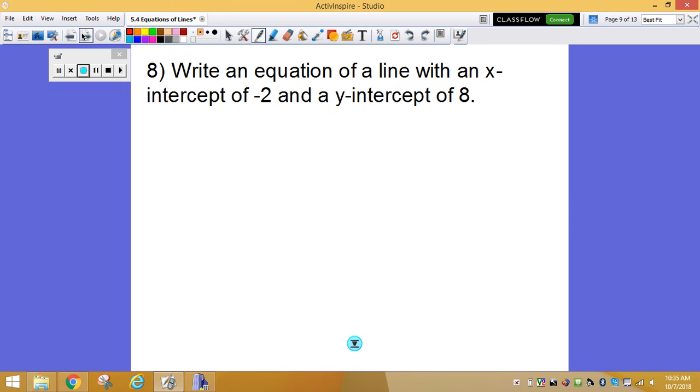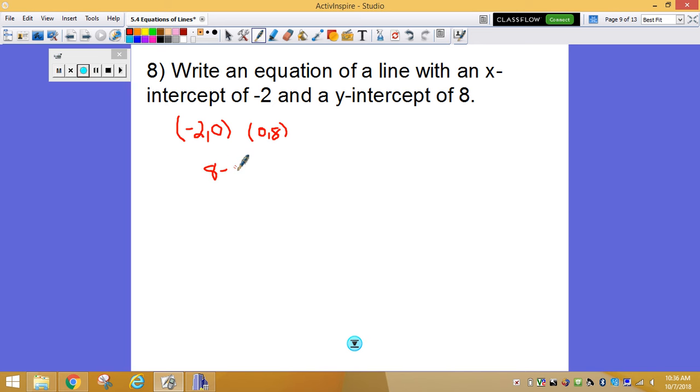Let's do one more like this. If you'll pause it and try and write your ordered pairs, let's start with that. Okay, hopefully you got the first one is going to be negative 2, 0. And your second ordered pair is going to be 0, 8. Okay, pause it, find your slope.